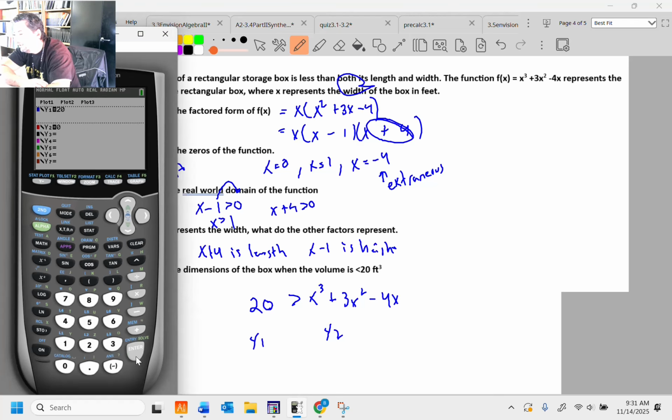We're going to put a 20 in y1. Going to put the function itself in y2.